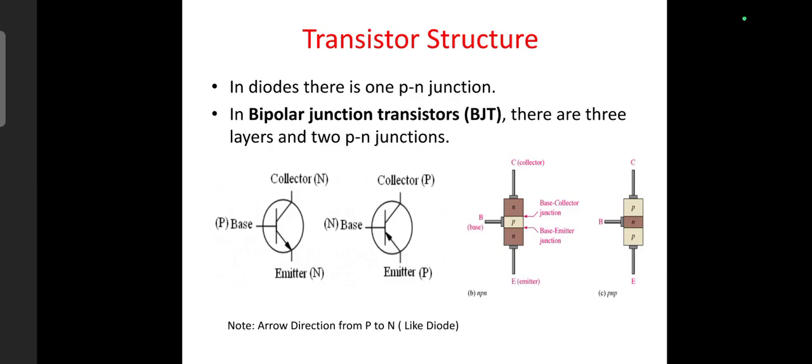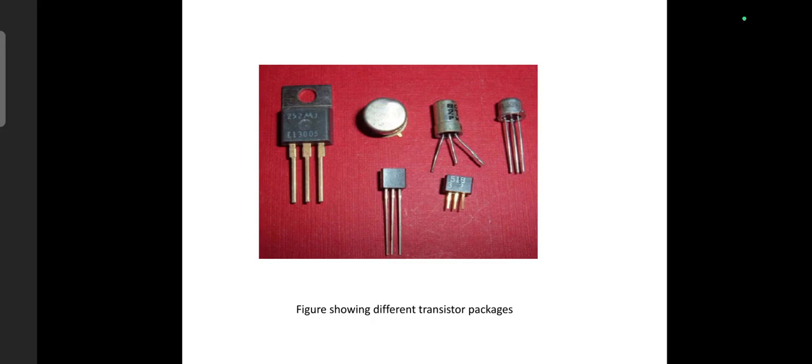In an NPN transistor, the emitter and collector are made of N-type semiconductor while the base is P-type. In a PNP transistor, the emitter and collector are P-type while the base is N-type. This figure shows the different transistor packages.